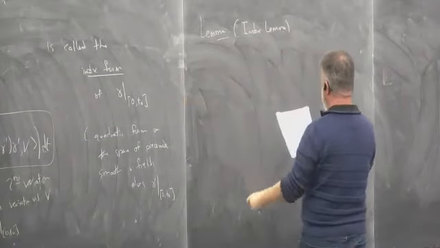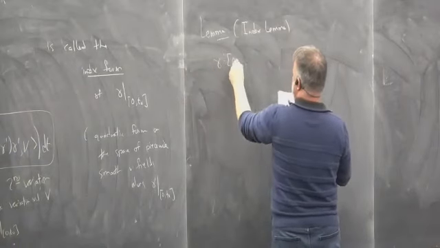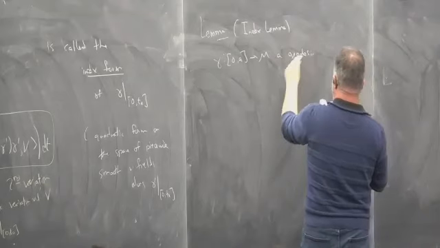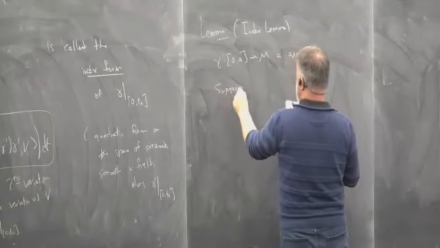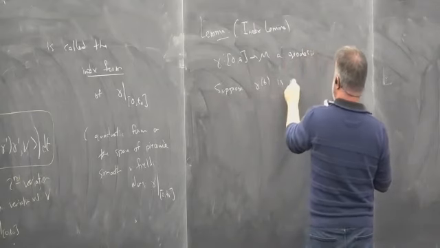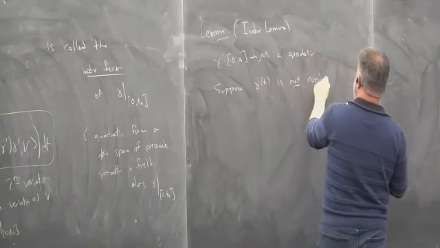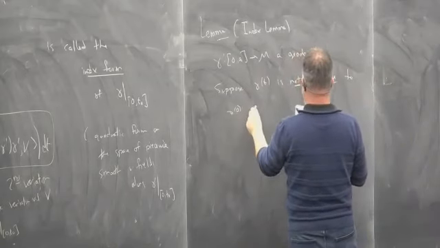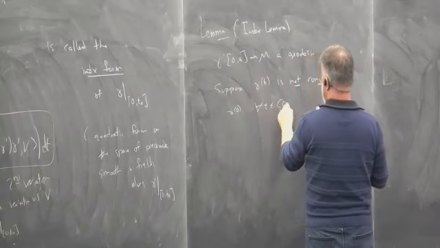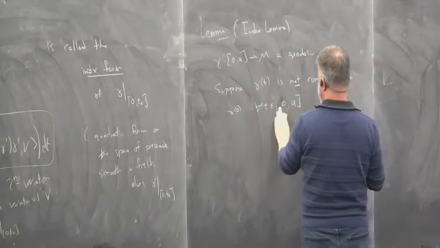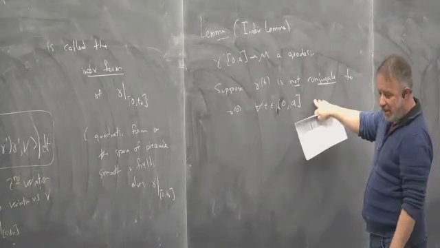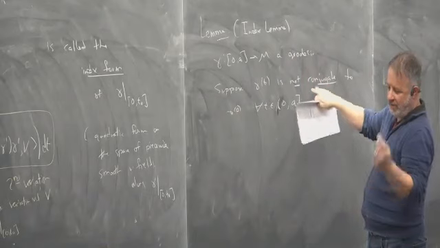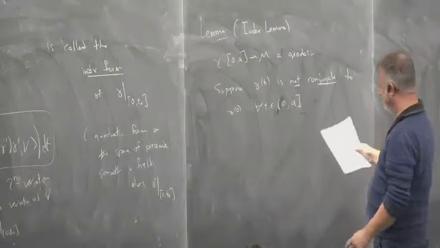So we have a geodesic as before. We have to make an assumption. Suppose gamma of T is not conjugate to gamma of 0 for all T bigger than 0 up to A. Remember, what does it mean to be conjugate? It means there exists a non-trivial Jacobi field which vanishes at 0 and at T.